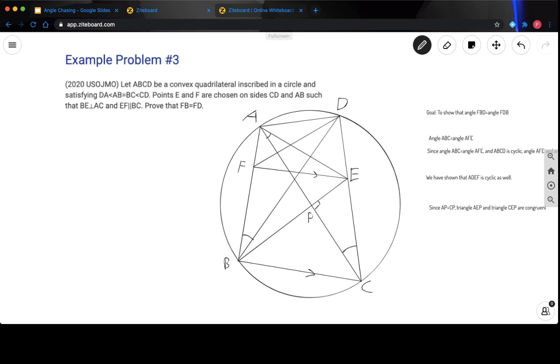Now we focus on cyclic quadrilateral ADEF. Notice that angle FDE and angle EAF both cut off arc FE, since it's cyclic, right? So based on a property of cyclic quadrilaterals, we know that these two angles are congruent.